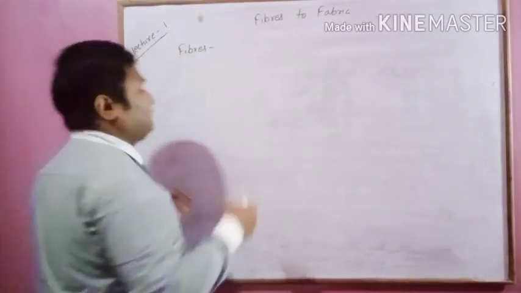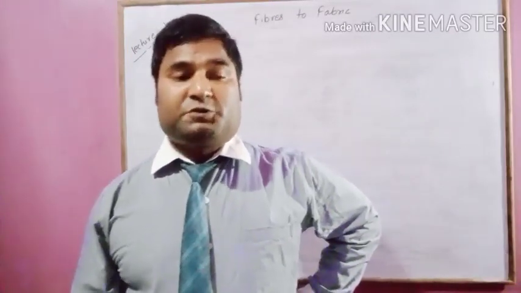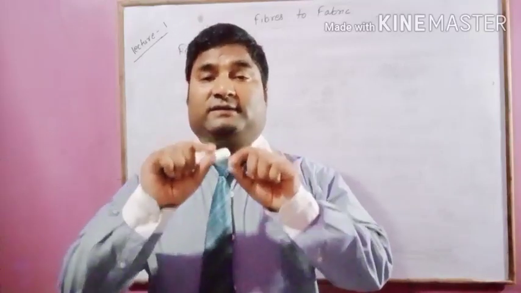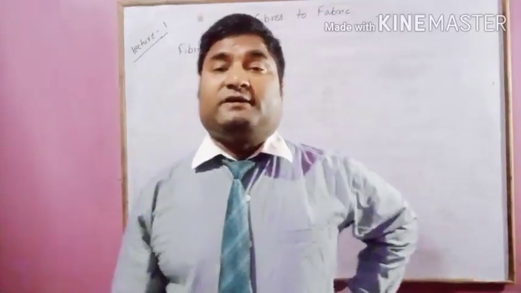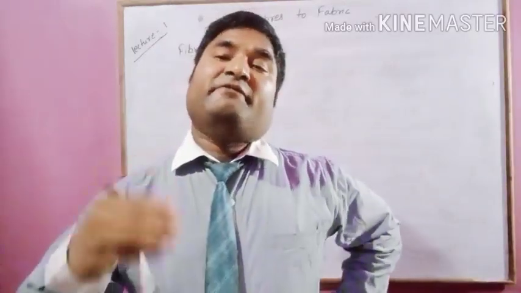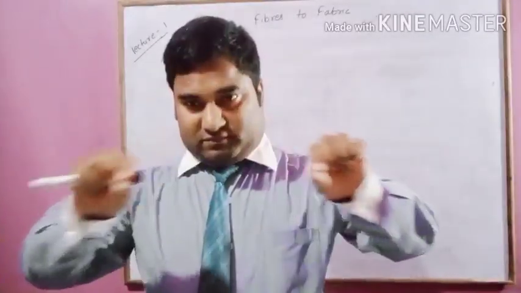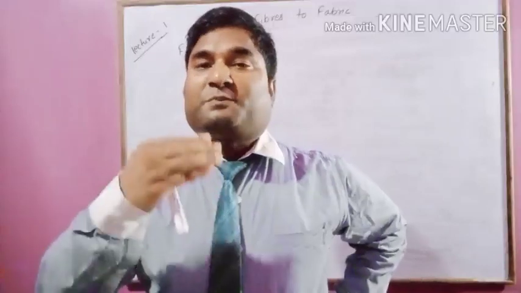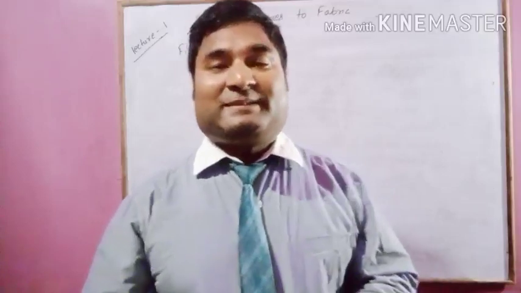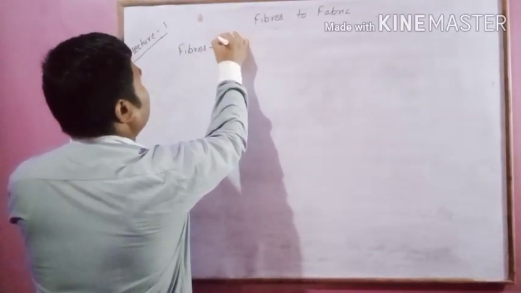What is fibers? Thin, long structure used to make cloth is called fiber. Many fibers are twisted together to make it strong. So this process of twisting fibers together is called spinning. Means fibers are twisted.